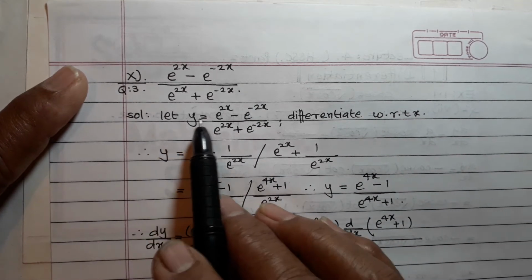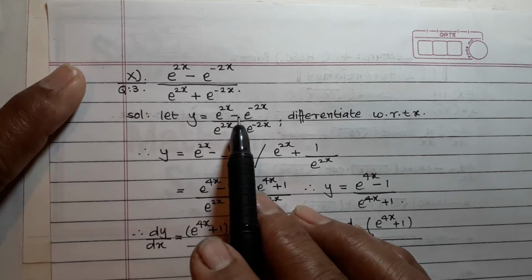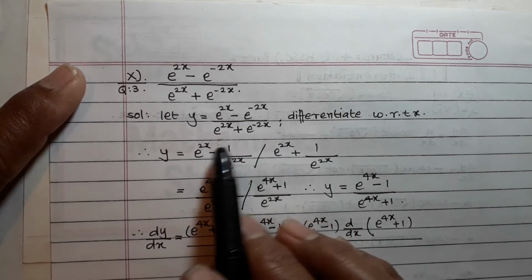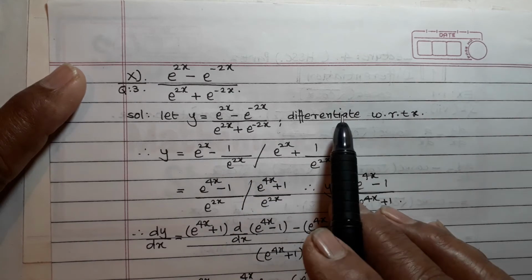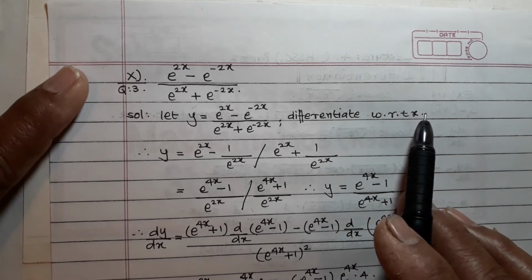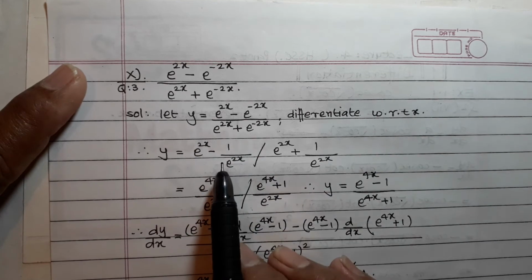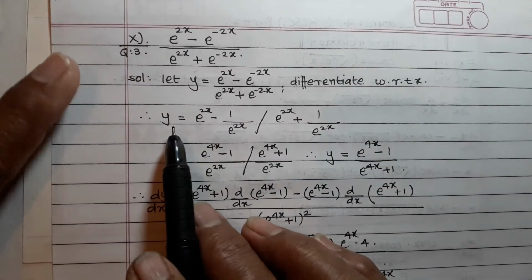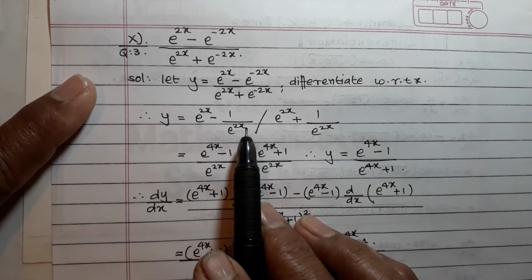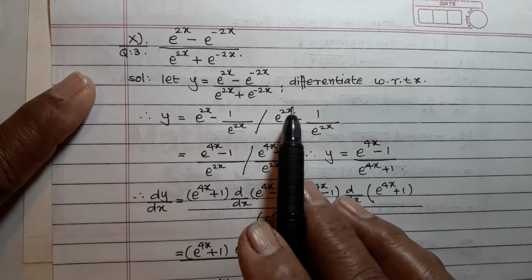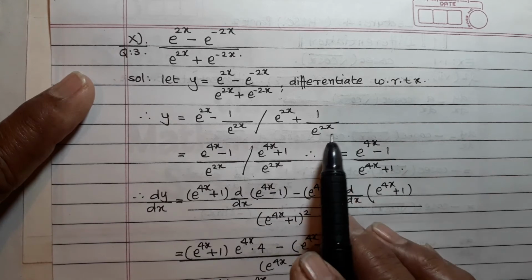Solution: let y is equal to (e raised to 2x minus e raised to minus 2x) upon (e raised to 2x plus e raised to minus 2x). Differentiate with respect to x. So first you simplify this and then differentiate. So y is equal to (e raised to 2x minus 1 upon e raised to 2x) upon (e raised to 2x plus 1 upon e raised to 2x).